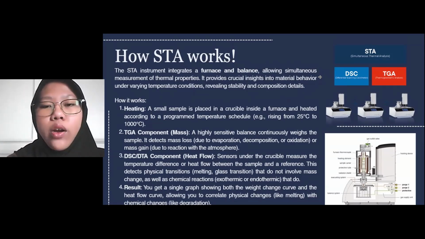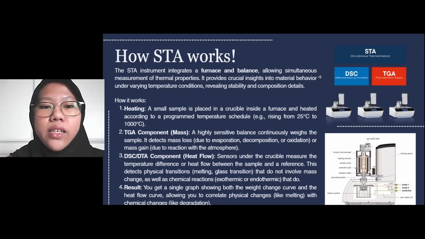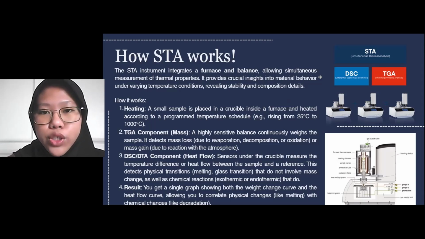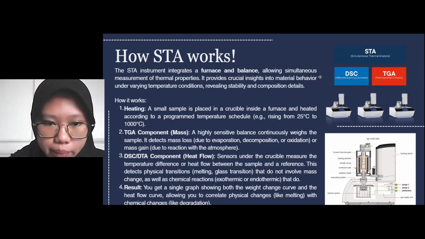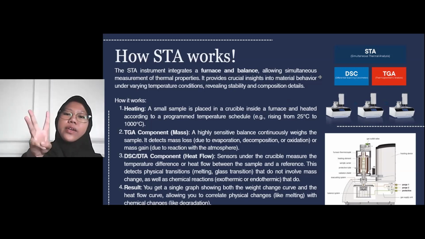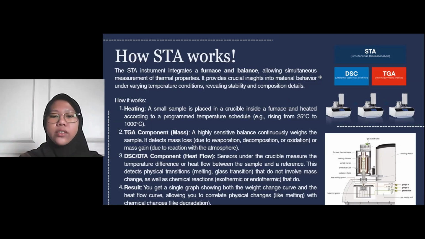Two, TGA component, or mass. A highly sensitive balance continuously weighs the sample. It detects mass loss due to evaporation, decomposition, or oxidation, or also mass gain, which is due to reaction with the atmosphere. Three, DSC or DTA component, also known as heat flow. Sensors under the crucible measure the temperature difference or heat flow between a sample and a reference. This detects physical transitions, like melting or glass transition, that do not involve mass change, as well as chemical reactions, exothermic or endothermic, that do.